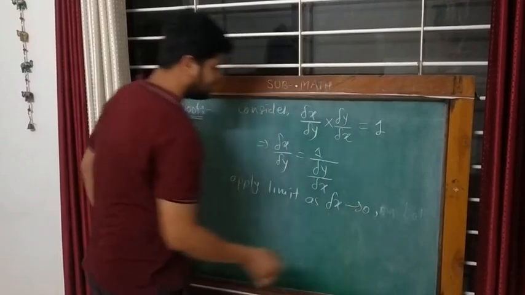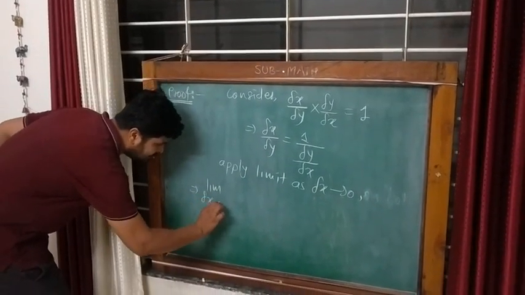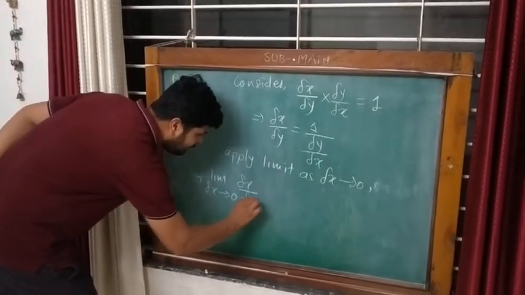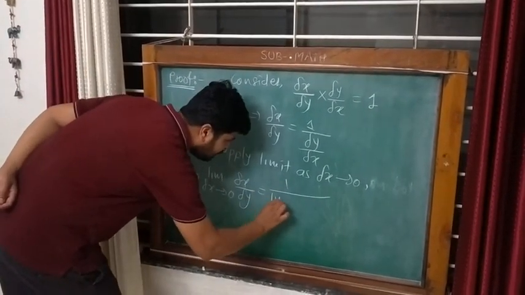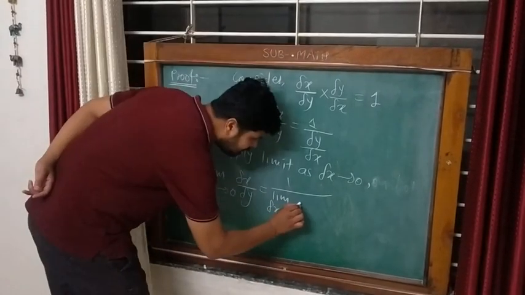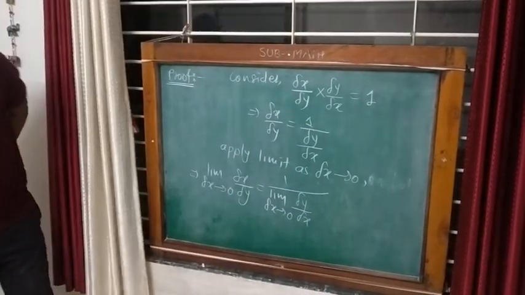No need to write this. So what you get? Limit delta x tends to 0, delta x by delta y is equal to 1 upon limit delta x tends to 0, delta y upon delta x.